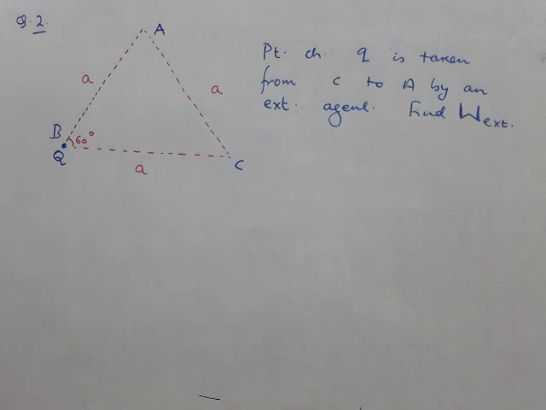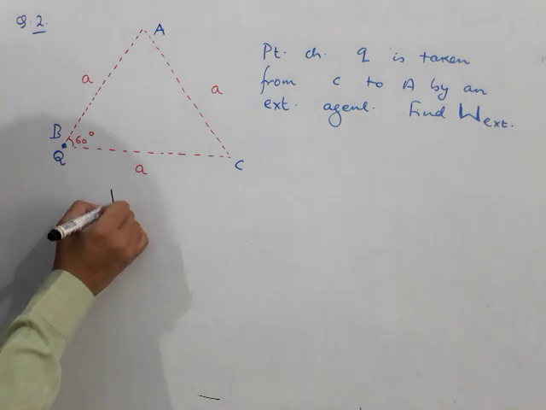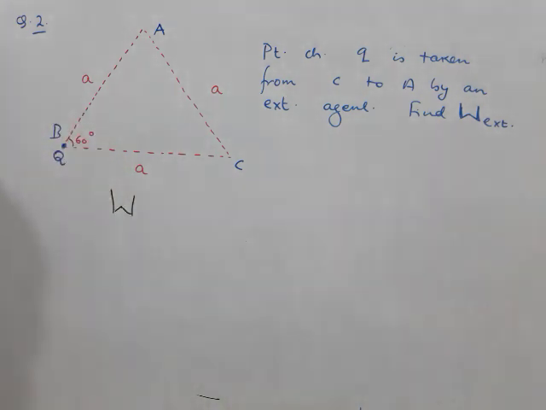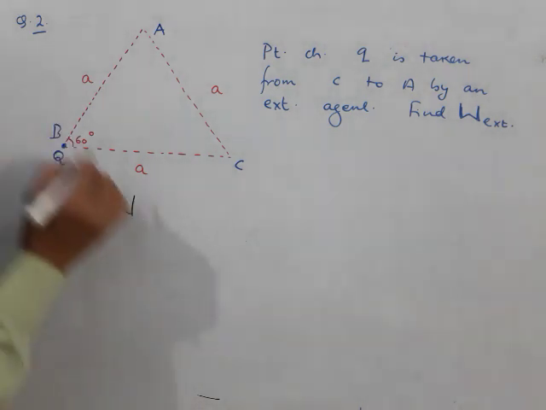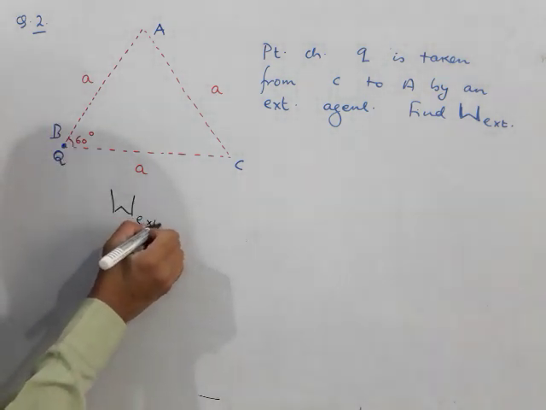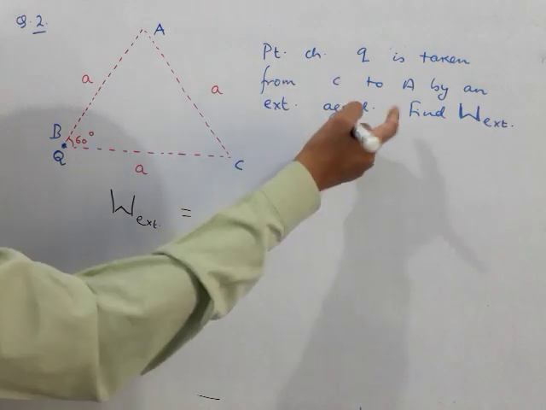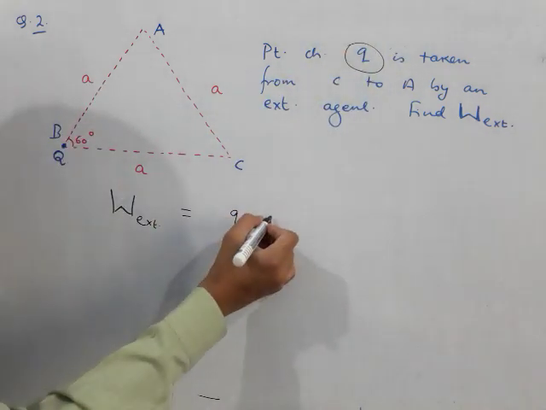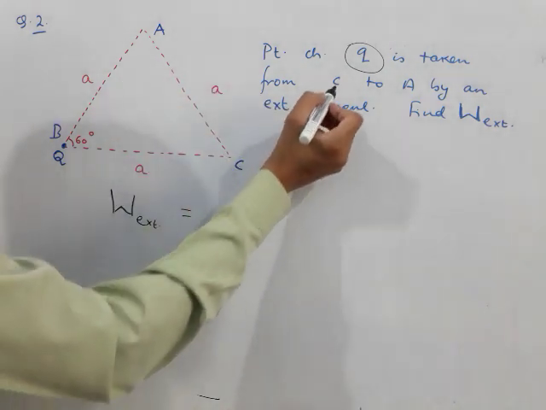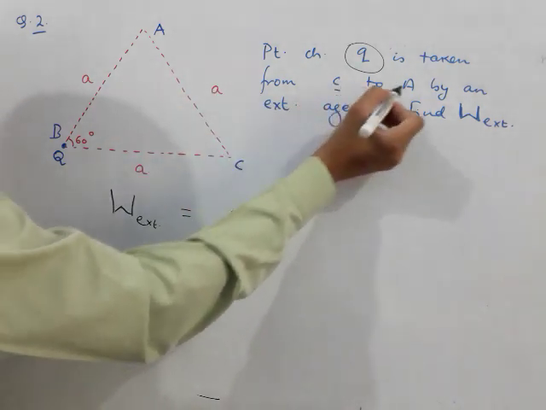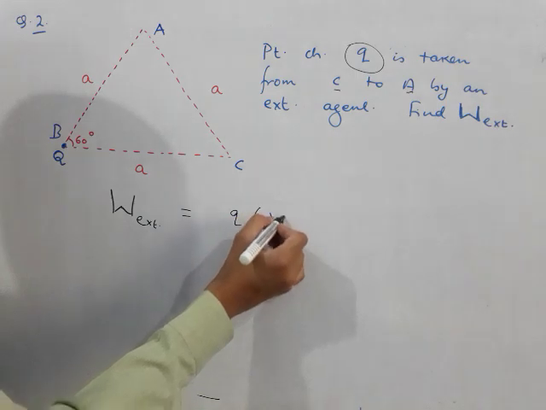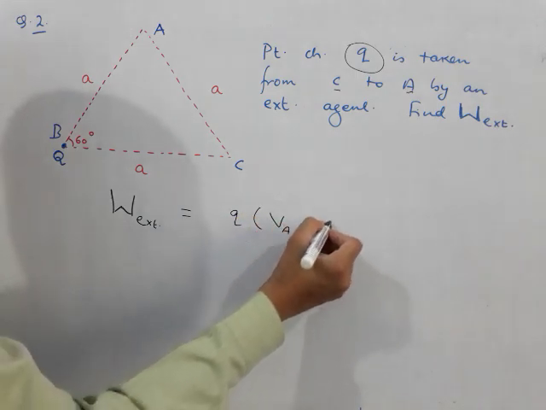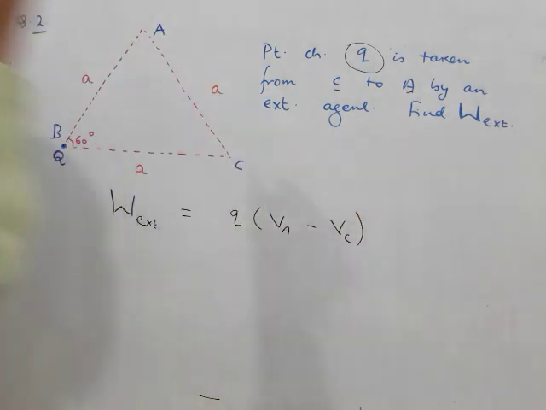To find the external work done, we shall apply the concept that the external work in carrying a charge from one point to another in a region of electric field is given by the formula W external is equal to the charge which you are carrying, which charge are you carrying, Q, times the potential difference between those 2 points. It is taken from C, the initial point, to A, the final point. So we will write V at the final point A minus the potential of the initial point C.